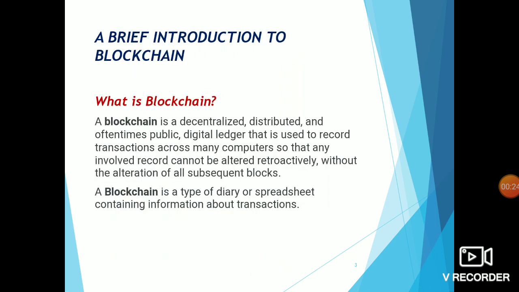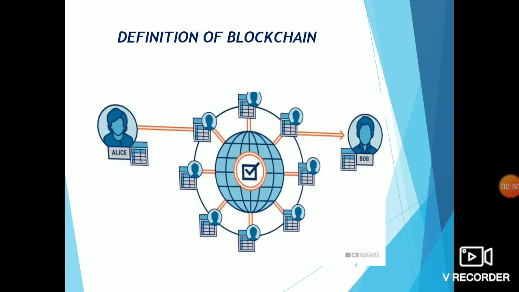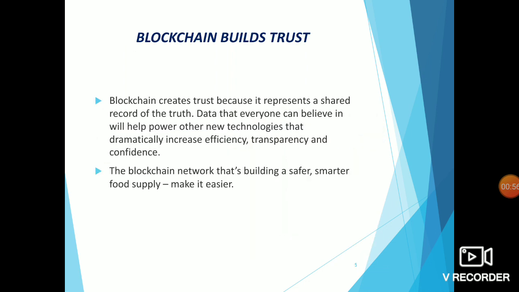What is blockchain? A blockchain is a decentralized, distributed, and oftentimes public digital ledger that is used to record transactions across many computers so that any involved record cannot be altered retroactively without the alteration of all subsequent blocks. A blockchain is a type of diary or spreadsheet containing information about transactions. Definition of blockchain. From this figure, we can easily understand the blockchain.